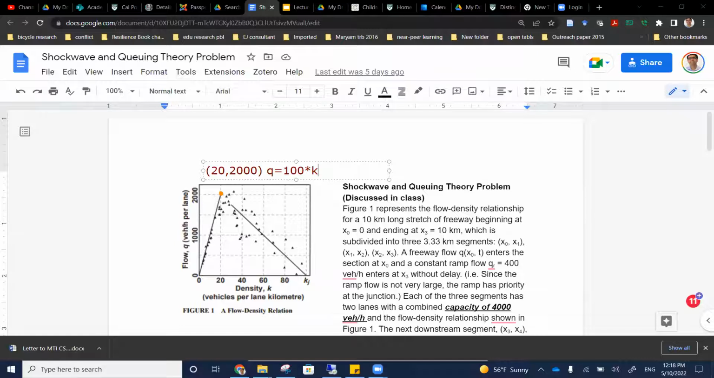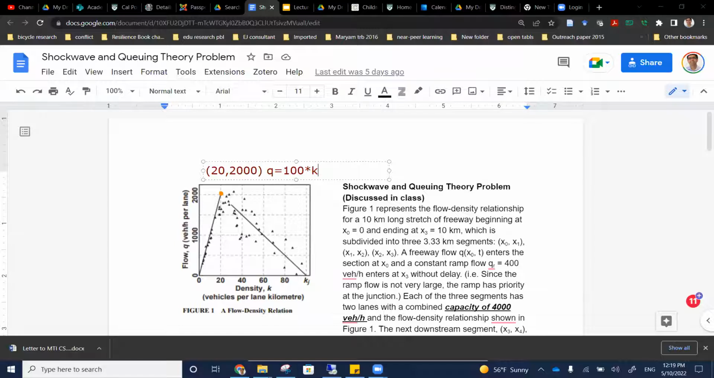How do we find speed using a flow density relationship? You just do flow divided by density. And because it's a linear model in flow density, the speed is always going to be 100 kilometers per hour. Does that make sense?